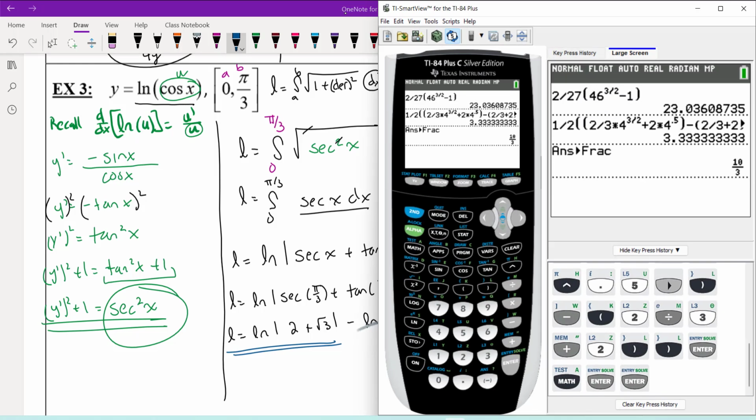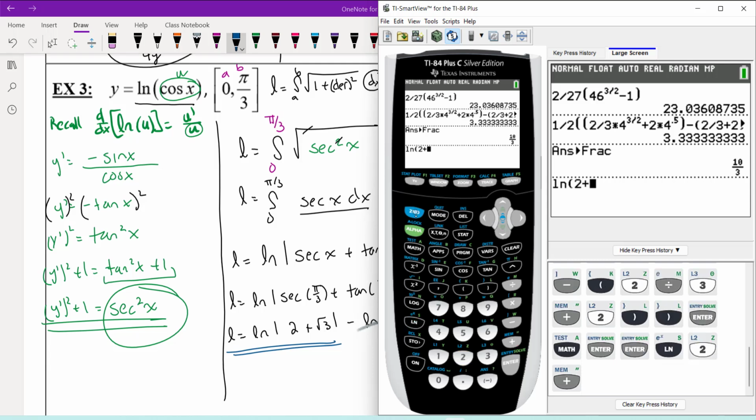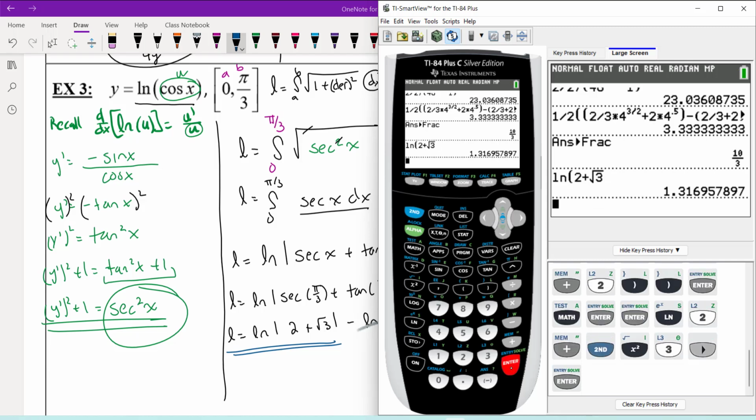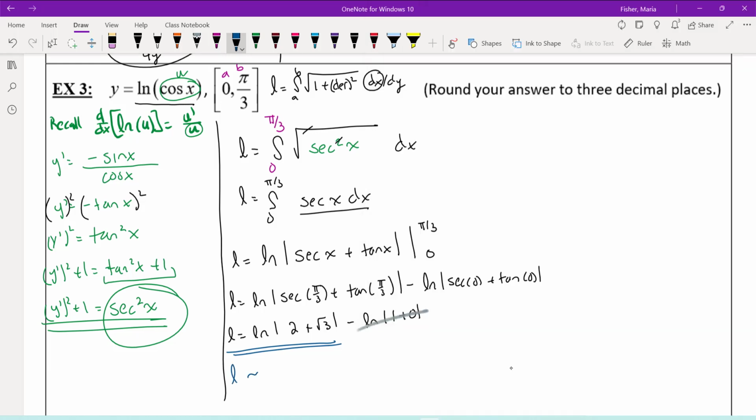Grabbing that calculator, the natural log of 2 plus the square root of 3. Hit enter, and to 3 decimal places, we're looking at 1.317. Our arc length is approximately 1.317.